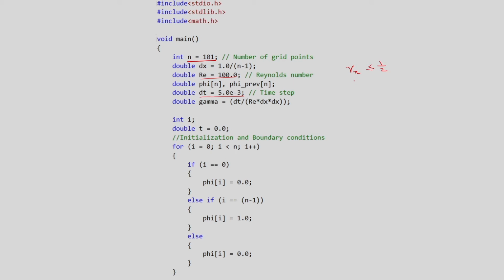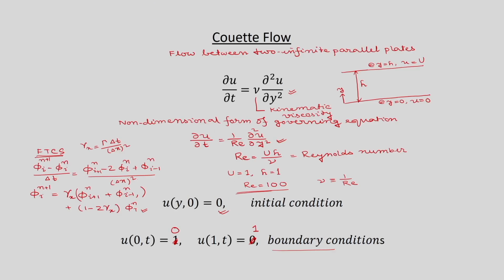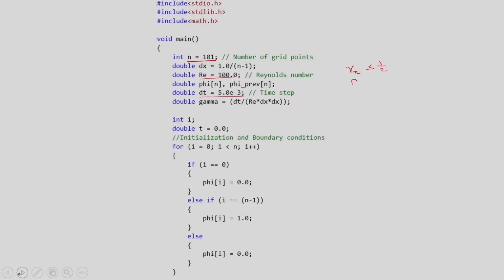Here we have defined gamma. Gamma is nothing but equivalent to 1 by Re for the non-dimensional equation. So, in this case, gamma delta t by delta x square should be less than or equal to half. So, the maximum delta t you can take from this relation: delta t should be less than or equal to Re into delta x square by 2. So, Re is 100, delta x you can see is 1 by n minus 1.